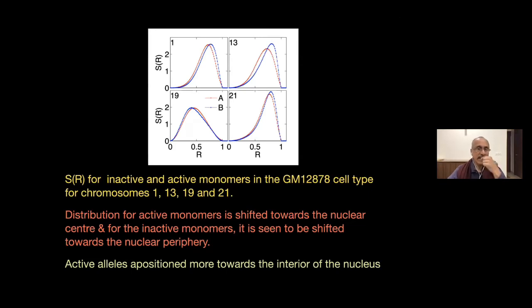If you look at where the active monomers are vis-a-vis the inactive monomers, if you just plot distribution functions for active and inactive monomers and pick chromosomes 1, 13, 19, and 21, you can see that the active monomers tend to be a little more towards the inside than the inactive monomers. And again, this has been seen; the fact that active alleles are positioned more towards the interior of the nucleus has been known for a while.